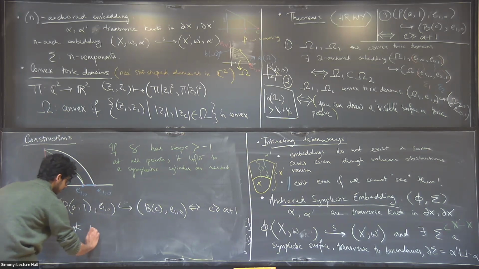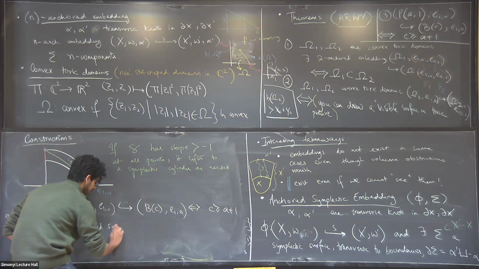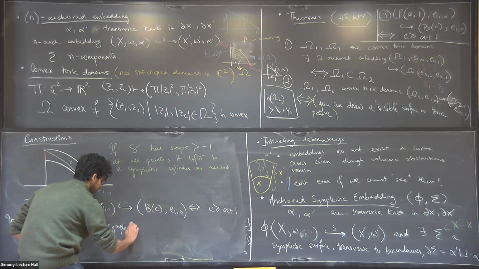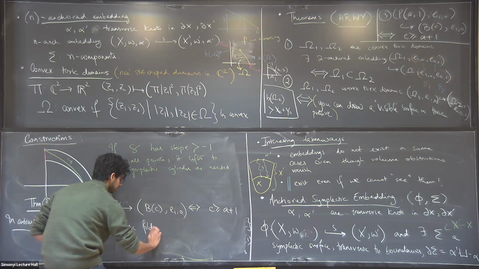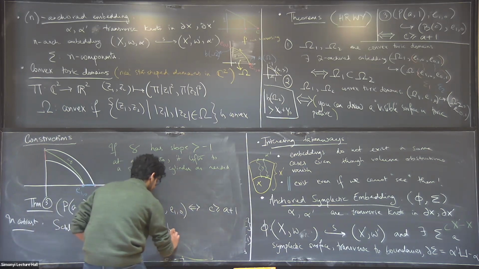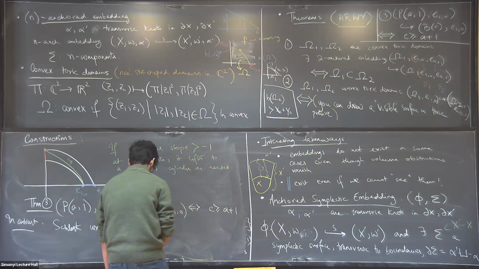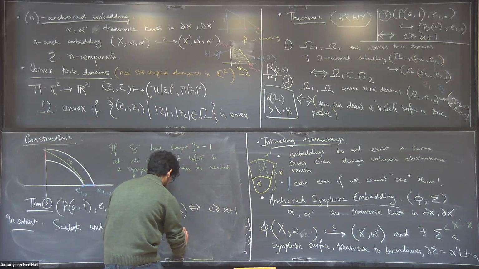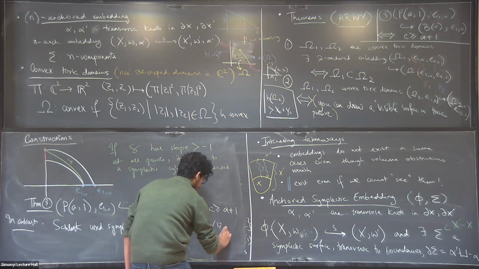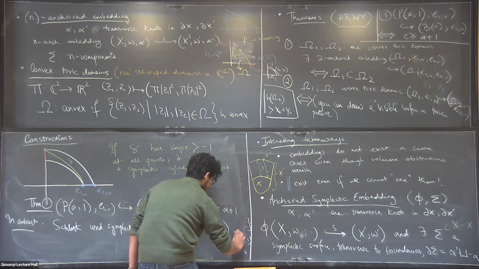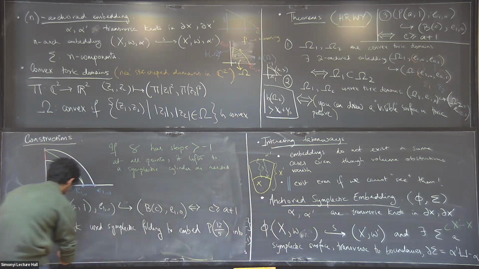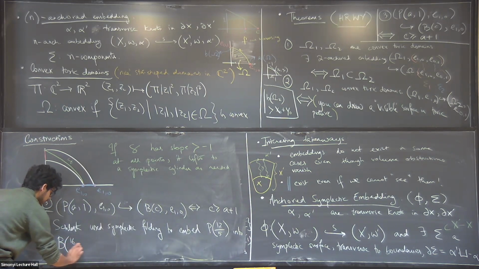Schlenk used symplectic folding to embed. There was a more general embedding into the ball that's 16/5.